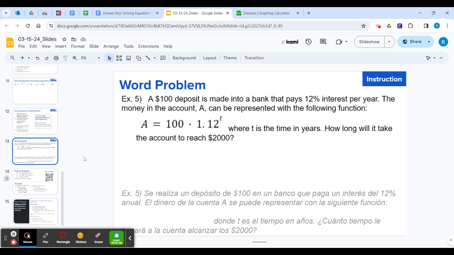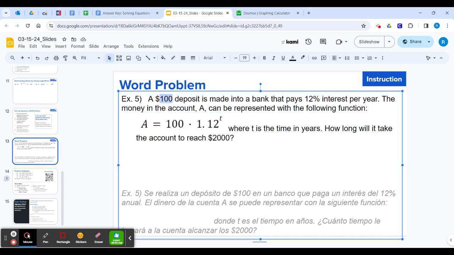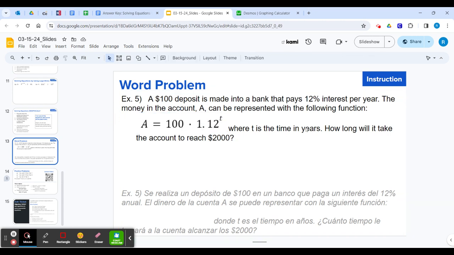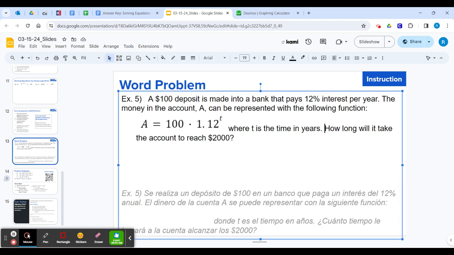All right, last thing, seeing how we could apply this to word problems. In example 5, a $100 deposit is made into a bank that pays 12% interest per year. The money in the account, A, can be represented with the following function. And this is something that we used to build up, right? There's an initial amount, 12% growth gives us that 1.12, and we're raising it to the t, where t is the time in years. We're going to try to answer the question, how long will it take the account to reach $2,000?